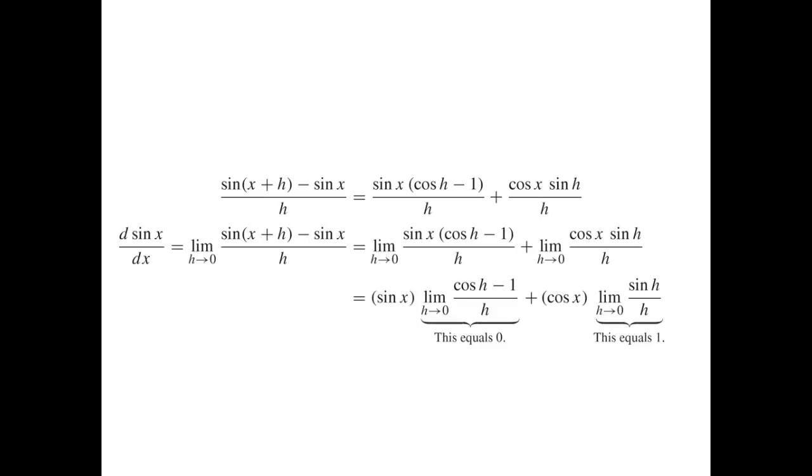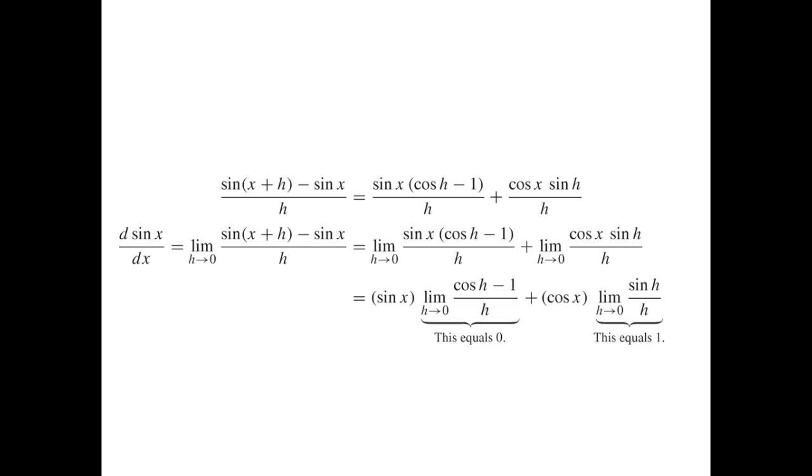Oh boy. They skipped a bunch of steps. It's supposed to be sine x cosine h plus cosine x sine h minus sine x, and then they rearrange and get the cosine h's together and sine h's together, both over h. So then they go back and put the limits in, a strange way to do this.